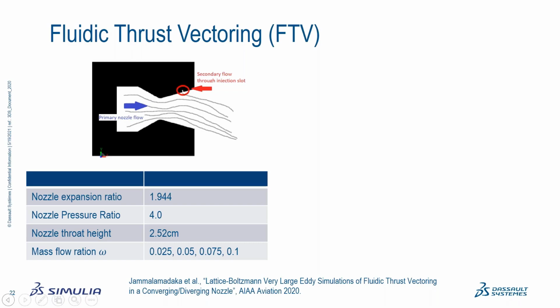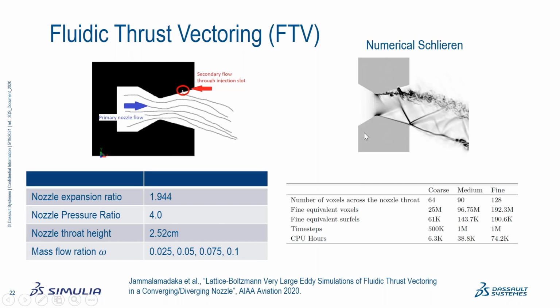And just to give you an idea of the nozzle expansion ratio, it's 1.9. The nozzle pressure ratio, so between inside and outside, is 4, so a very high pressure difference, leading to very high Mach numbers. And we're looking at 4 different mass flow ratios. So the mass flow ratio between the secondary flow and the primary flow, so a very small number, 0.025, going up to 0.1. And how this looks, for one example, is shown here.